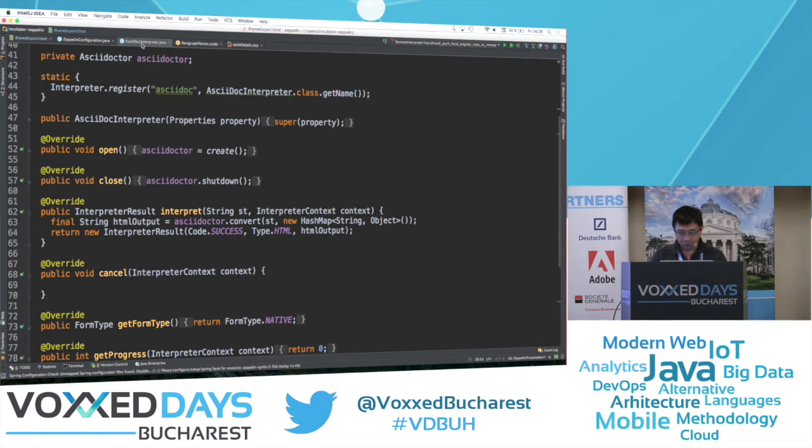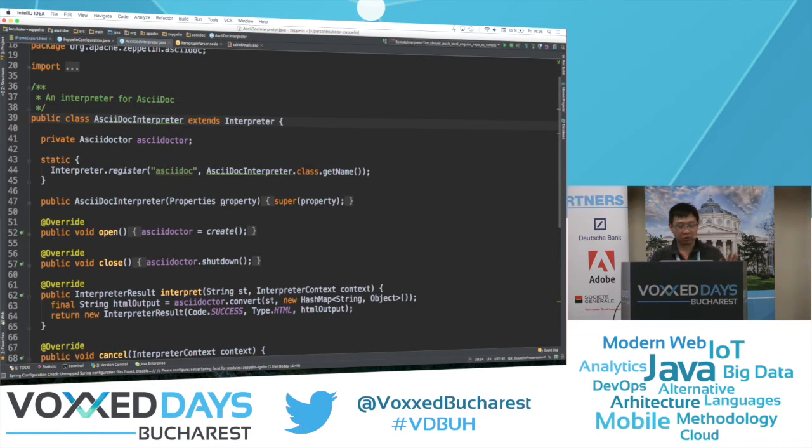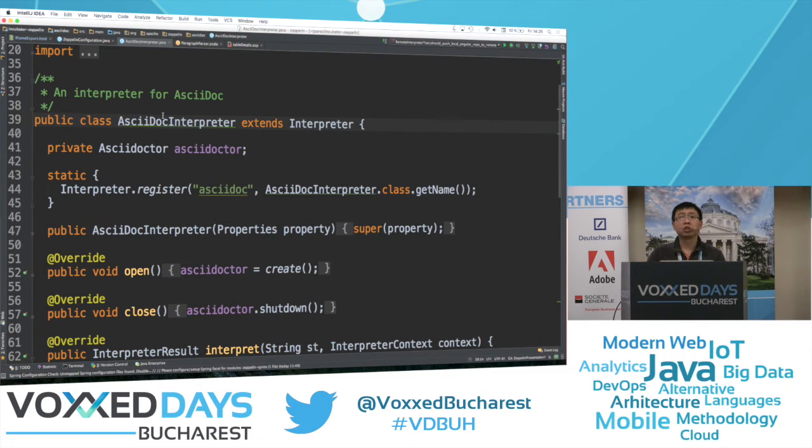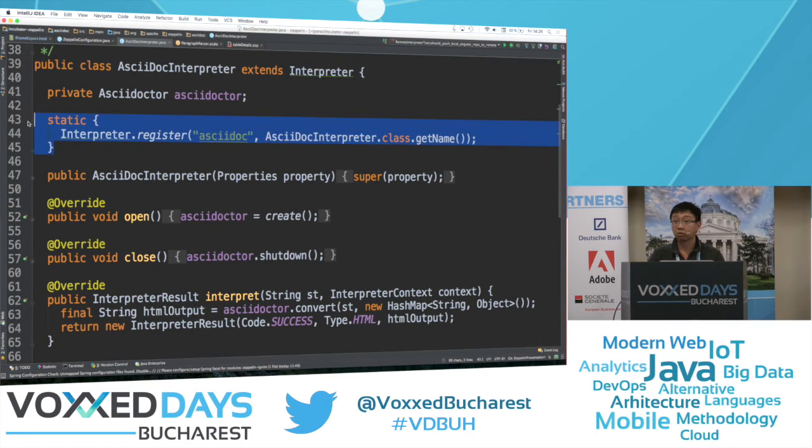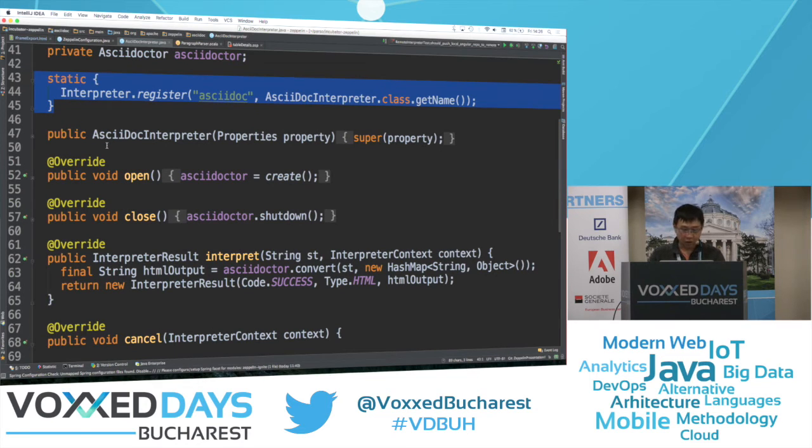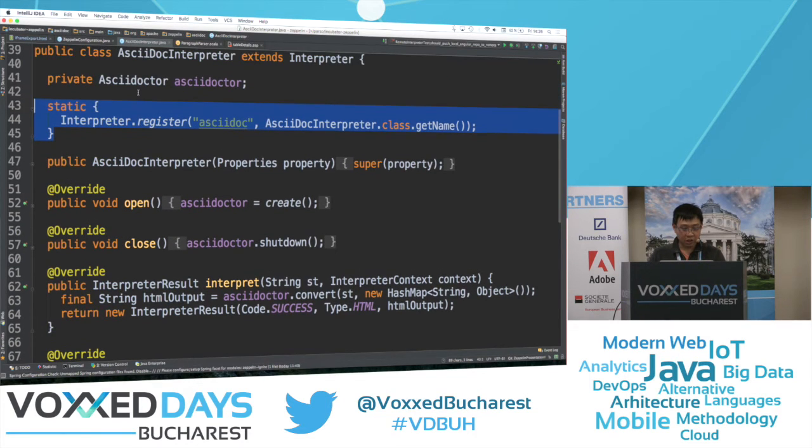So let's see some source code. Very simple. Here we are. So this is my AsciiDoc interpreter. Is it visible in the back? Or should I zoom in? Okay. It extends Interpreter, with the ugly static block, remember? And then, of course, I need to pull a dependency on AsciiDoctorJ, which is a library to format AsciiDoc.